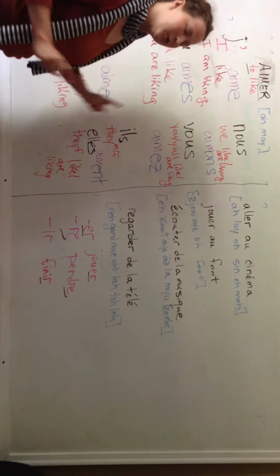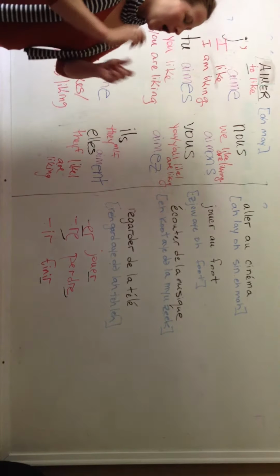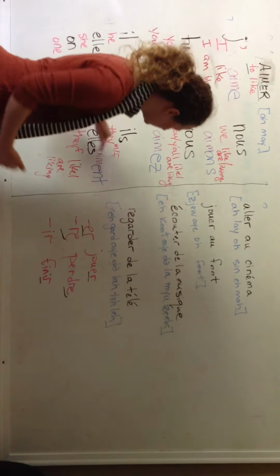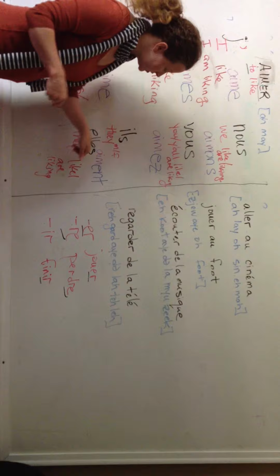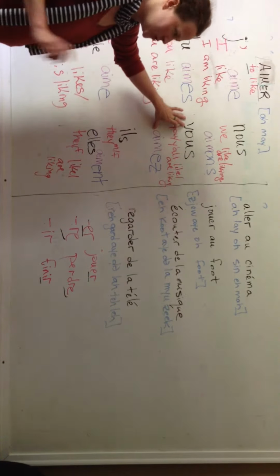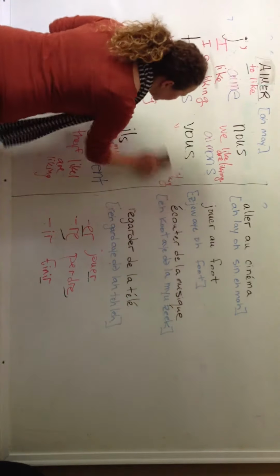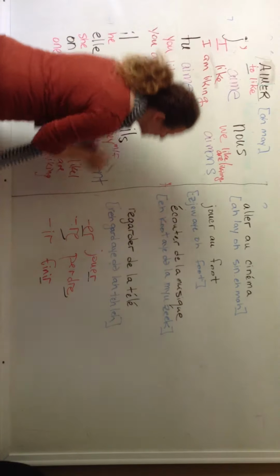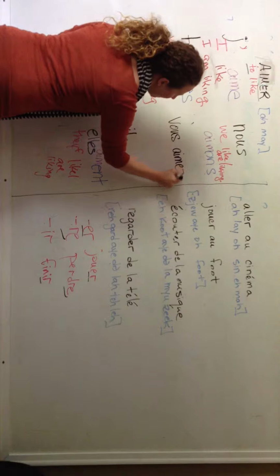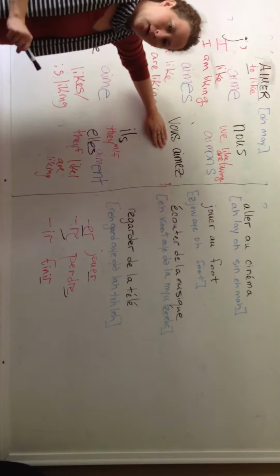Now, do you remember me telling you earlier you don't pronounce S's in French? And you don't. However, if the S is at the end of a word, and the next word starts with a vowel, then you do pronounce the S, but you pronounce it as a Z. So, let me put these together so you can see it a little easier.